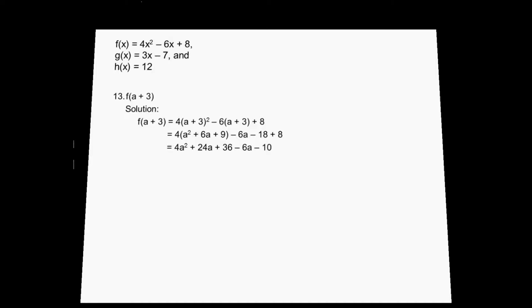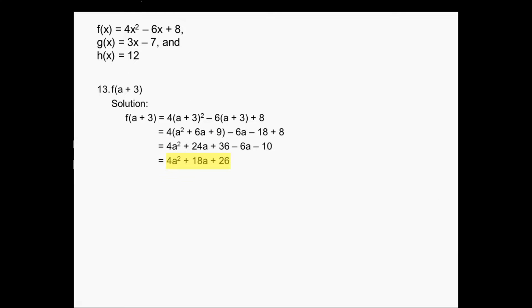And see, can I combine something now? Yeah. 24a minus 6a and 36 minus 10. So I have 4a squared plus 18a plus 26. Don't factor. Don't make any attempt to factor. Remember, when you're trying to evaluate a function, you're not factoring. So don't factor it unless, of course, you want me to mark it wrong.